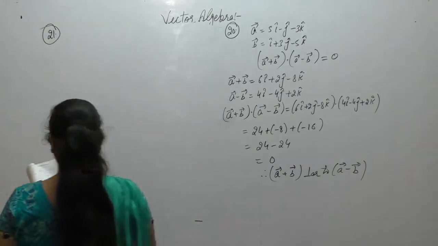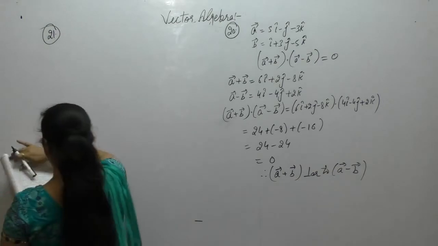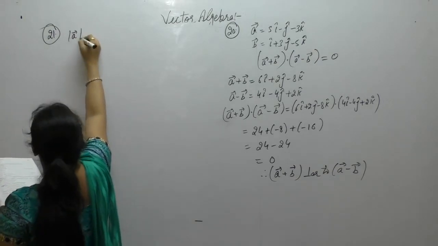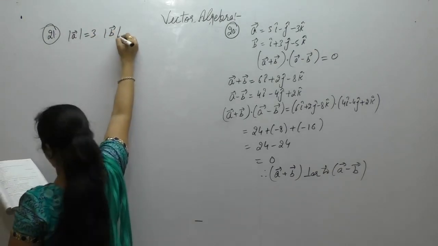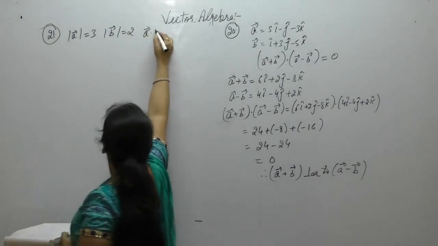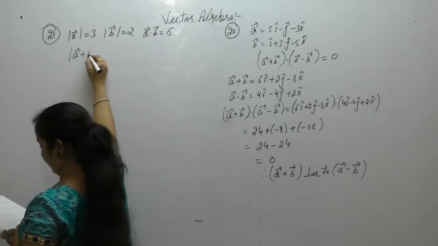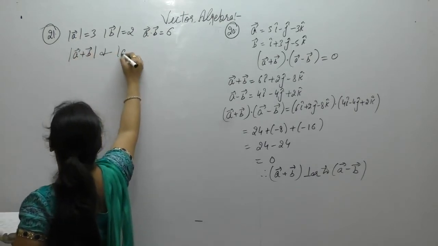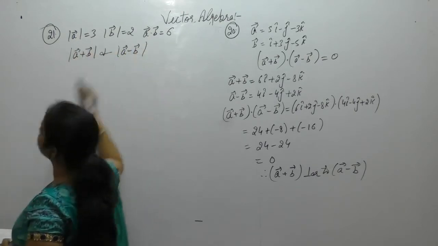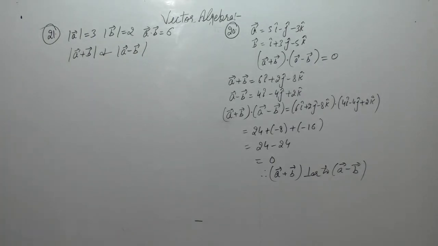Now next one is: if two vectors A and B are such that modulus of A is 3, modulus of B is 2, A dot B has value 6, find the magnitude of A plus B vector and the magnitude of A minus B vector.